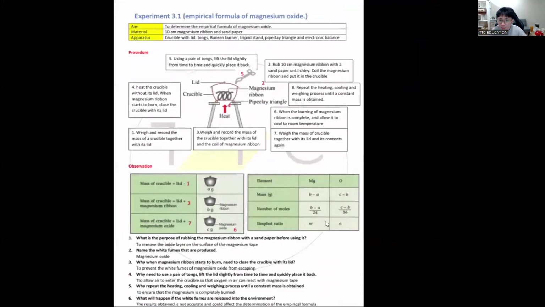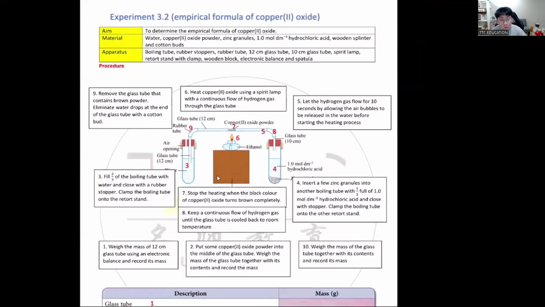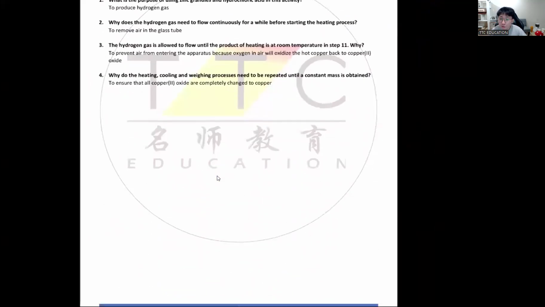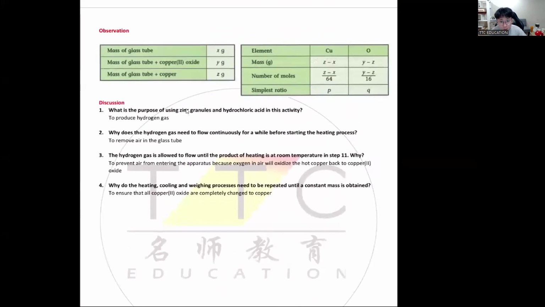And then of course, the experiment. For empirical formula, you have magnesium oxide. You have a second one called the copper 2 oxide experiment. Later we do a lot of this one. And then also we have the discussion of the question and the possible things they will ask. So guys, these are the things that we're going to cover for today, for the seminar here.